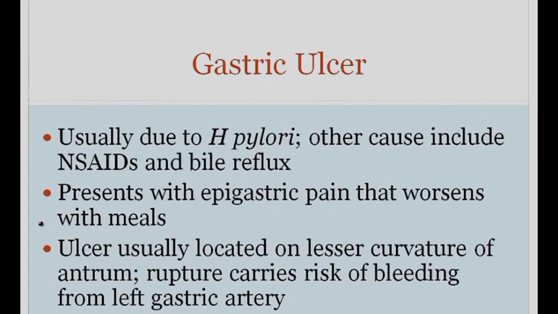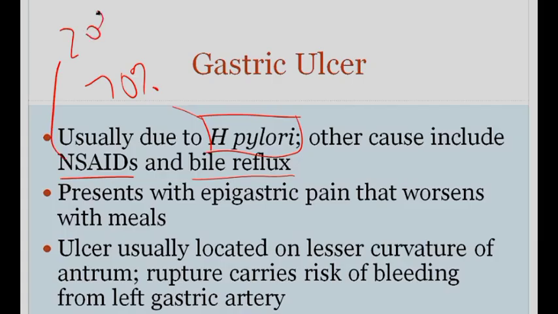Now, the second type of peptic ulcer disease would be a gastric ulcer. This is usually due to H. pylori, but not always, and there are other causes including NSAIDs and bile reflux. So we could say perhaps like 70% of gastric ulcers are due to H. pylori, maybe another 20% is due to NSAIDs. So the two big causes, H. pylori and NSAIDs, but bile reflux is also an important cause.